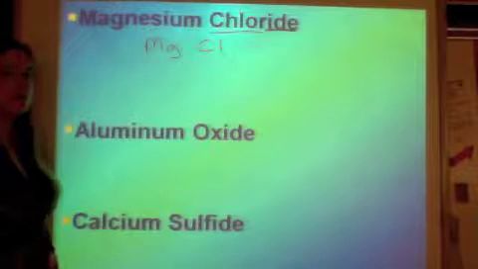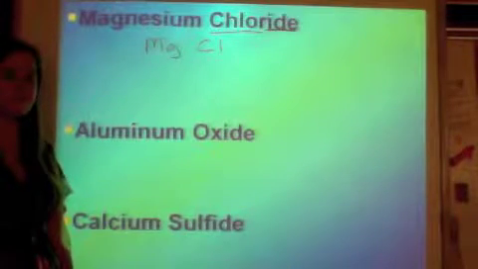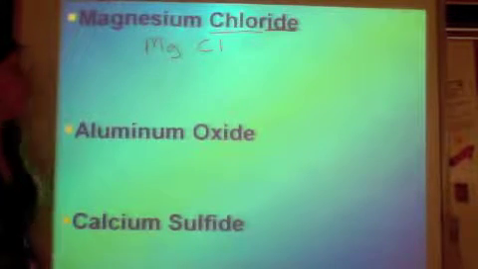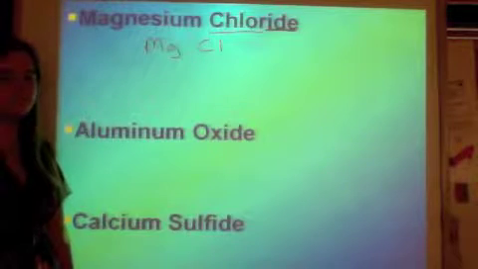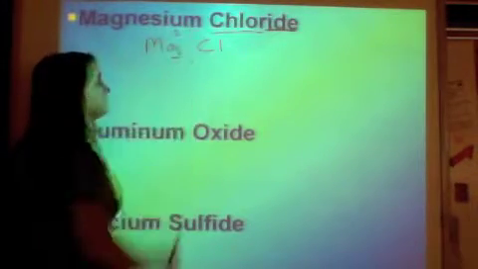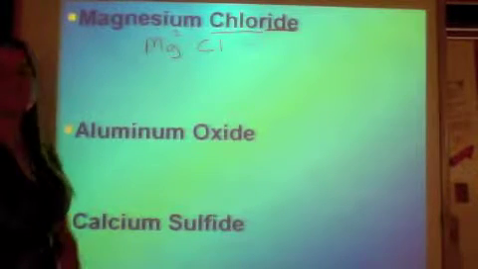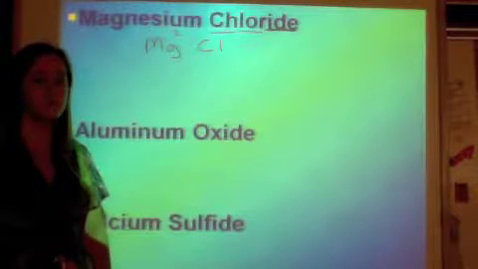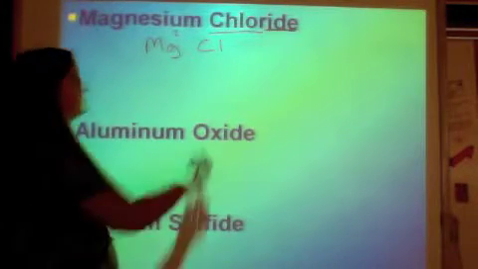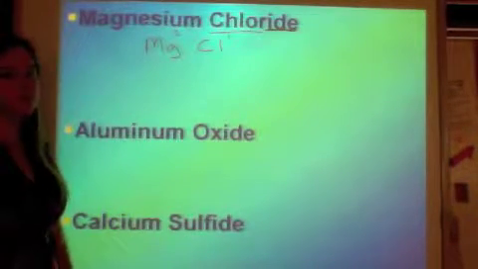Step 2, write the charges above the symbols. Most of the time, the charges are going to come from that pattern off the periodic table that I gave you, the 1, 2, 3, skip, 3, 2, 1 thing. So magnesium is in what group? 2, so therefore it has a 2 charge. Do not worry about putting the plus or minus. Chlorine is in group 17, so 1, 2, 3, skip, 3, 2, 1. Chlorine has a charge of 1.